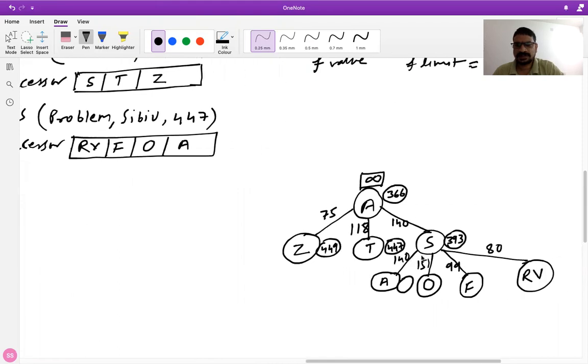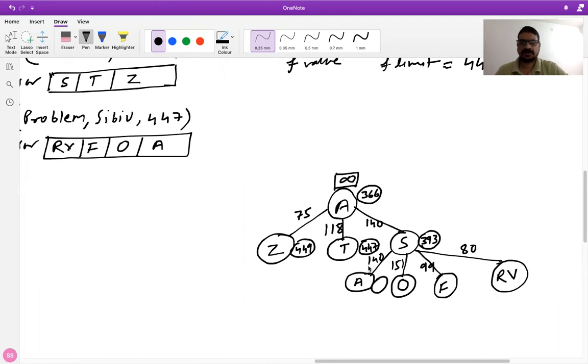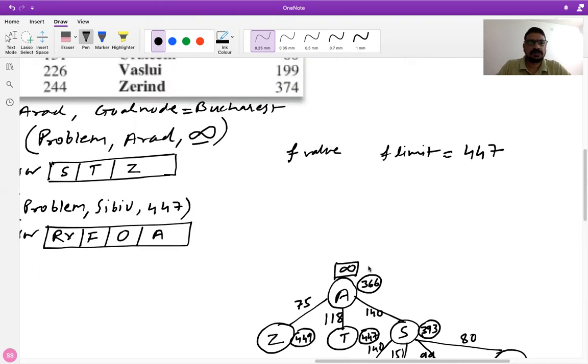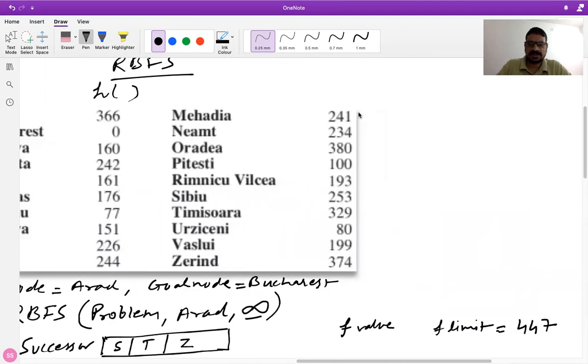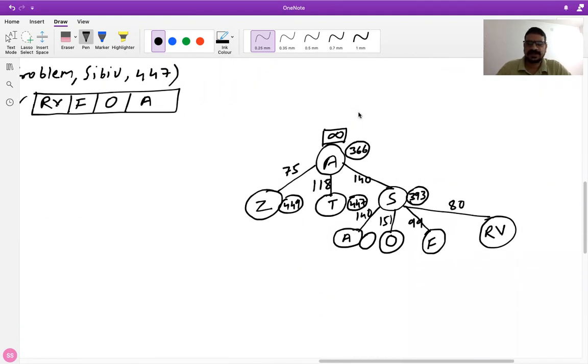Let's calculate for Arad. Now it is 140 plus 140 plus, for Arad, what is the f heuristic function? It is 366. Now we got 646. Is 646 greater than 393? Whichever is larger. So definitely 646 is larger. This will be my f value here.